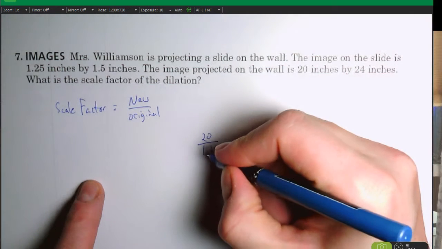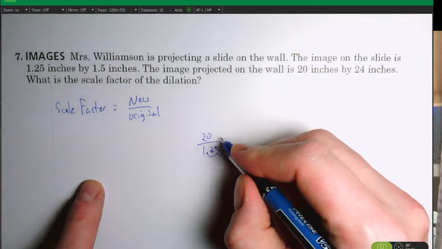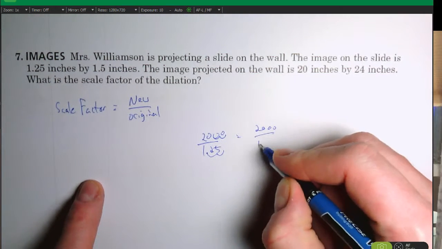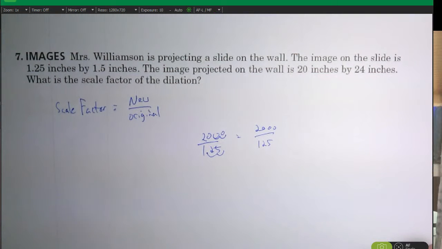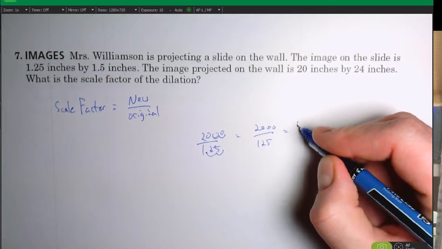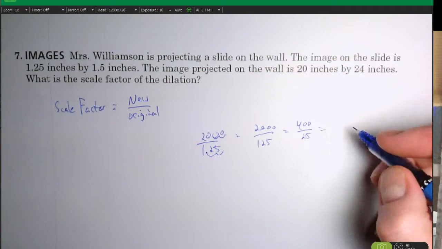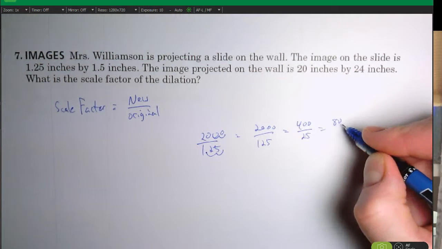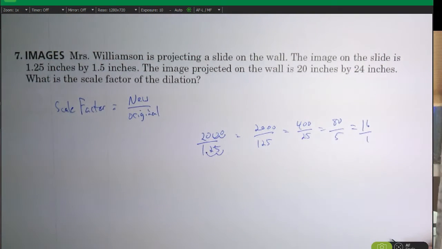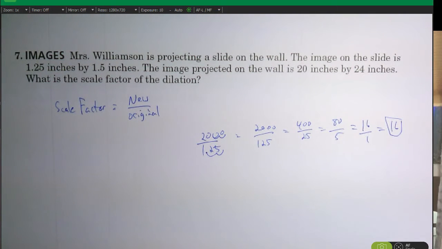There are a couple different ways you could break this down. You can move this place over twice to get rid of the decimal, and then move this over twice, and you get 2,000 over 125. And then you could just start dividing to simplify. They both divide by 5, which gets you 400 over 25. That divides by 5 again, which gets you 80 over 5. That divides by 5 again, which gives you 16 to 1. So the scale factor is 16, which is 16 times as large.